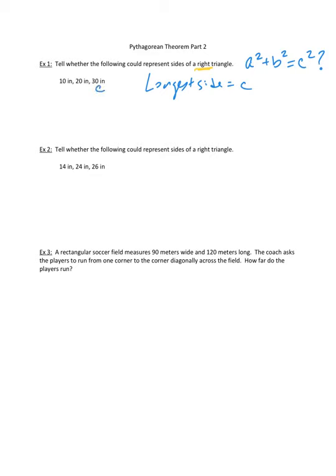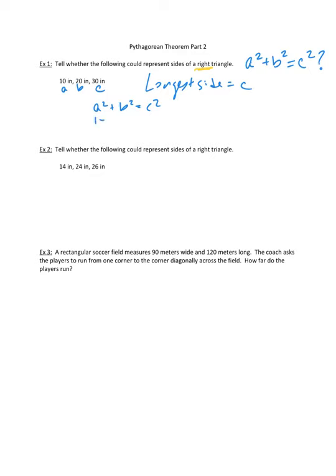So in this example, c would be 30 inches, and then a and b could be either or. You just plug them into the formula to see if it works out to be true. If it works out to be true, then these do represent the sides of a right triangle. If it doesn't come out to be true, then it's some other type of triangle, but not a right triangle.